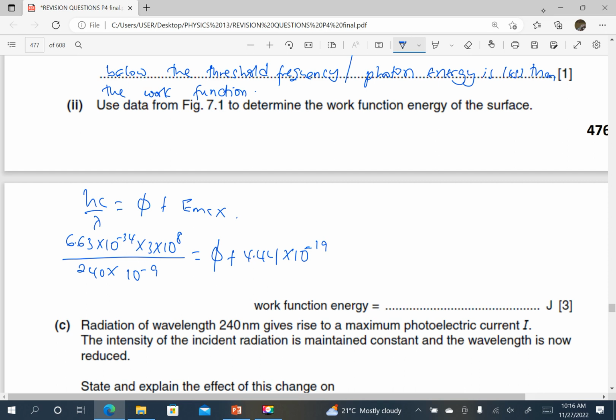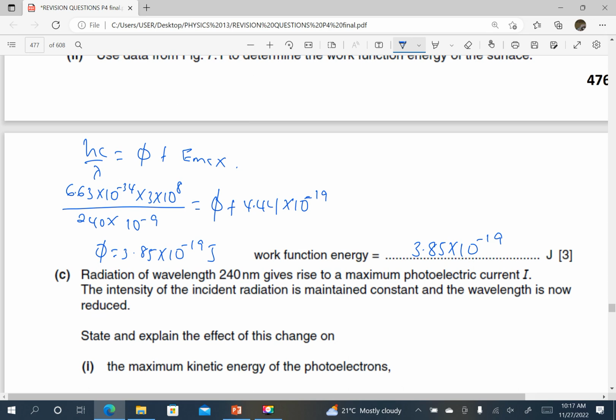So this is 3.8. Phi is 3.85 times 10 power negative 19 joules. It is approximately 3.9 for some people who round off. So this is 3.85 times 10 power negative 19 joules as the work function.